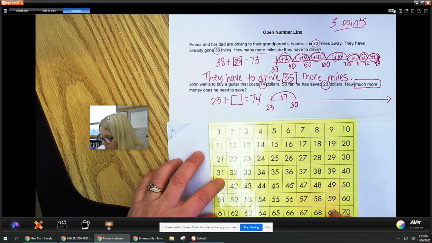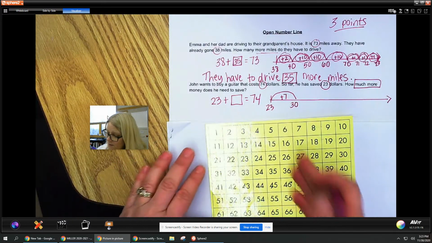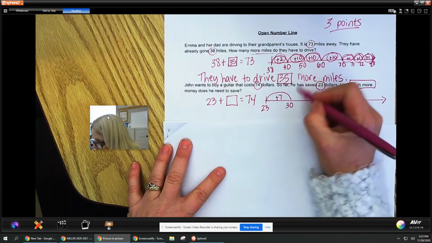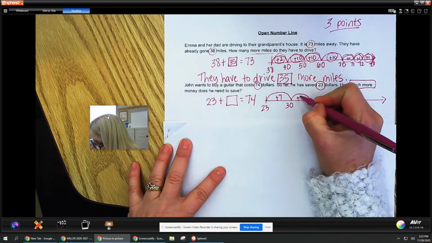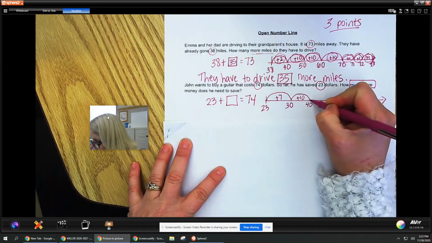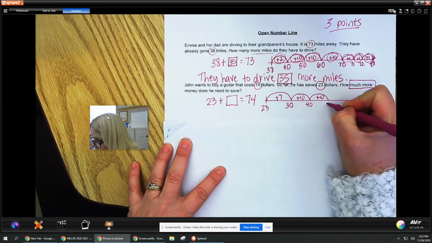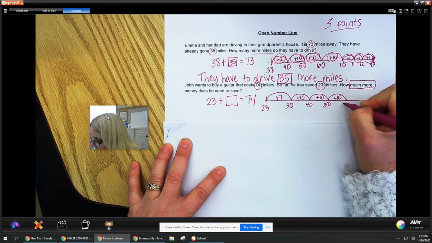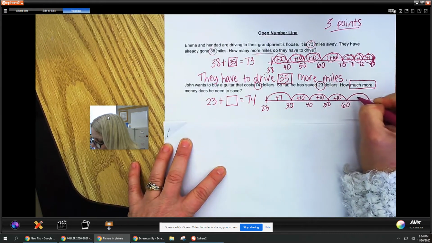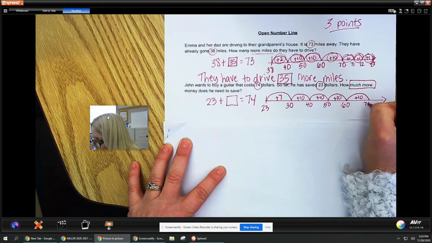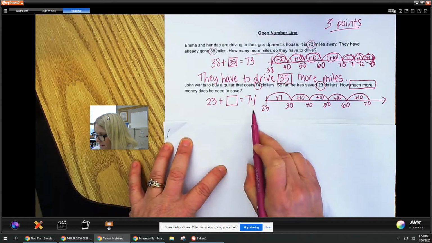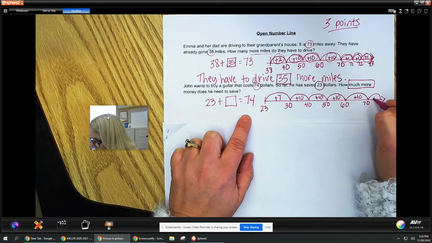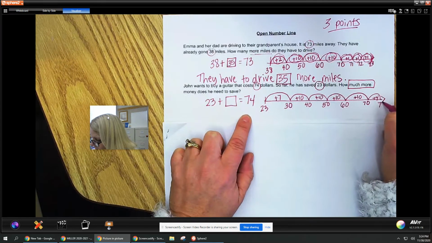So you can use your hundreds chart, but that's not showing your thinking. That's why we're going to use a number line here. So now it makes it a little easier to jump my next. I'm going to do a 10, which is going to give me 40. Another 10, which is going to give me 50. Another 10 is going to give me 60. Another 10 is going to give me 70. And then I just need to add 4 more. I'm just going to go ahead and add plus 4, and it is 74.